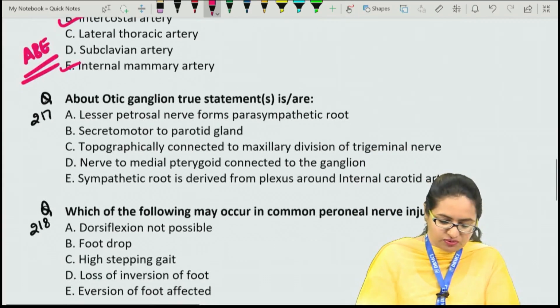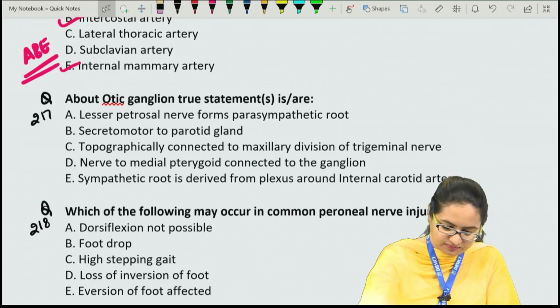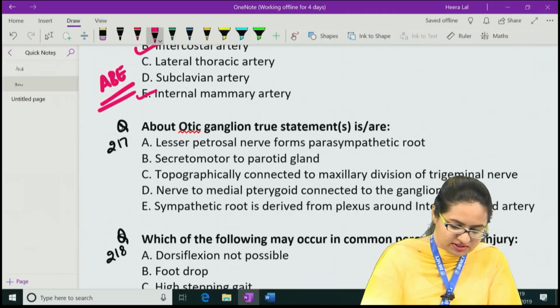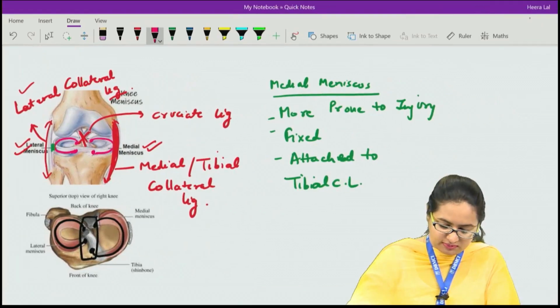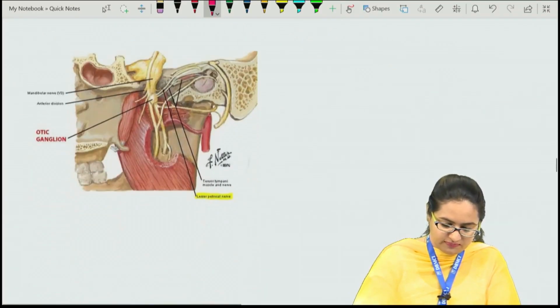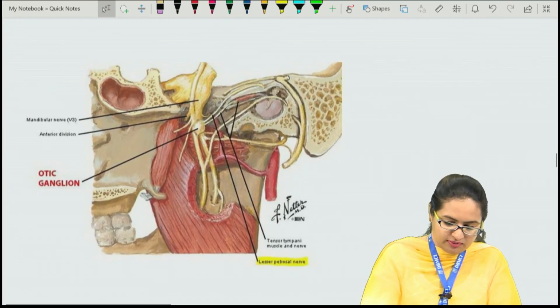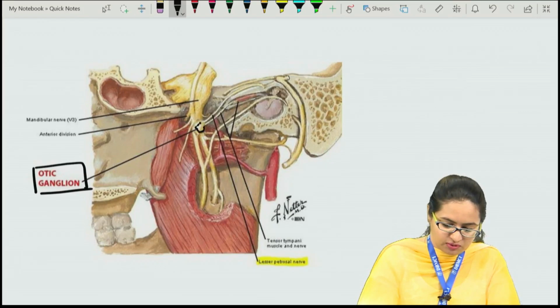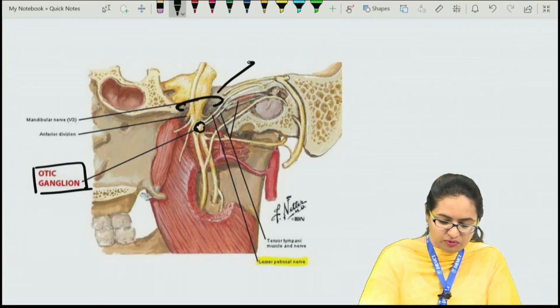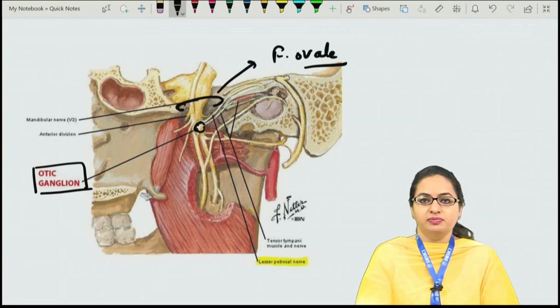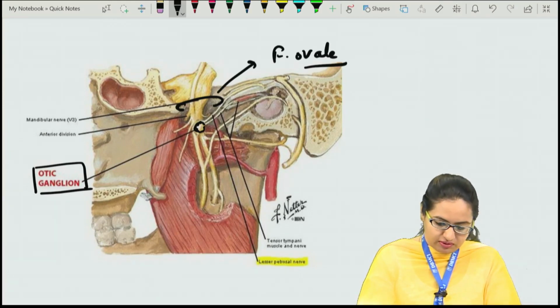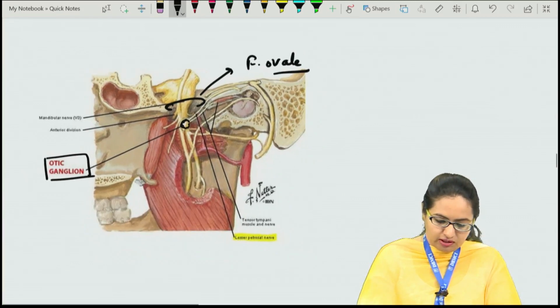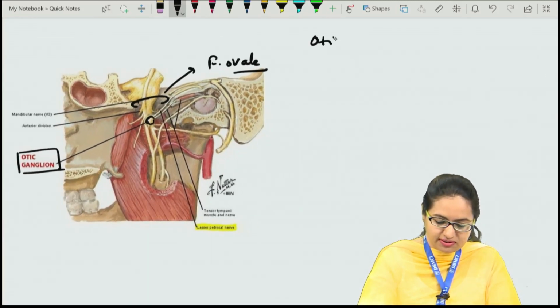Now the next question is regarding the otic ganglion. Let's first discuss the otic ganglion. This picture is showing the otic ganglion, which is present over here. It is present just below the foramen ovale, through which the mandibular nerve passes. This otic ganglion is one of the parasympathetic ganglia of the head and neck.